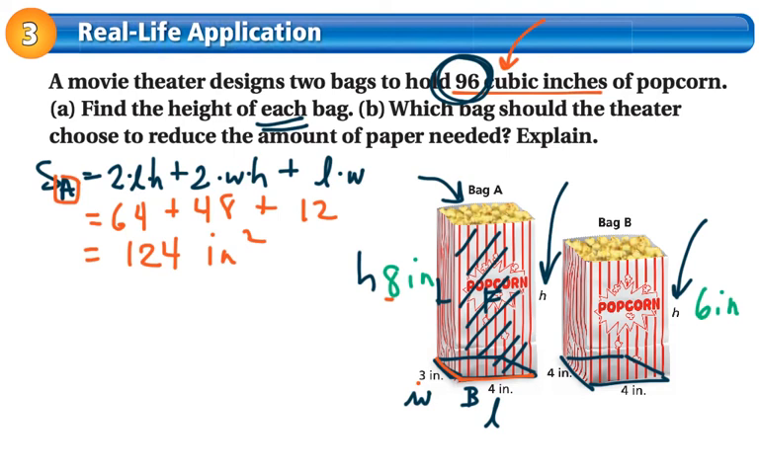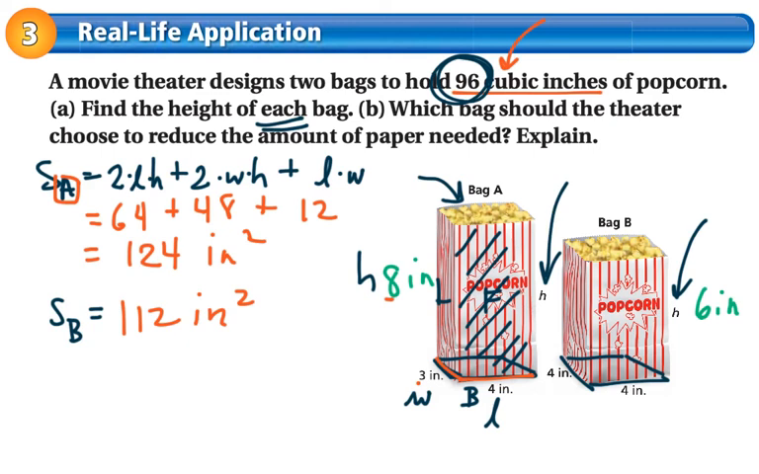We would repeat this process for B, but again, for time's sake, we're going to go ahead and speed that up because the process will be exactly the same. Front and the back, left and the right, but don't include the top, only the bottom here. Once you finish that, you'd find that bag B actually has a total surface area of 112 square inches.